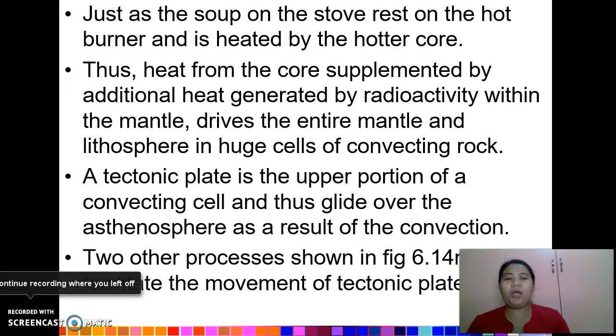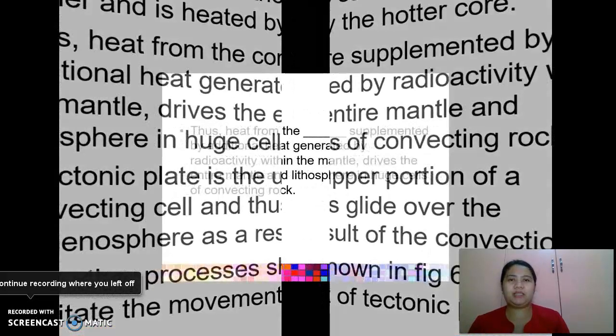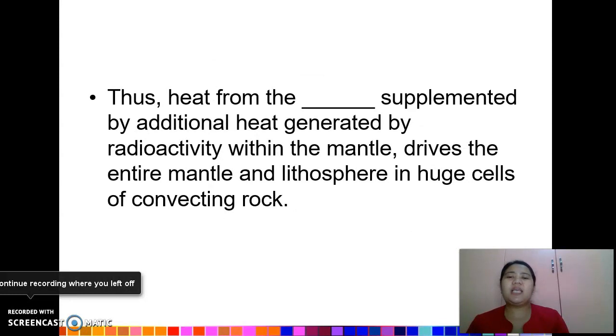Two other processes shown in figure 6.14 may facilitate the movement of tectonic plates. Thus, heat from the core supplemented by additional heat generated by radioactivity within the mantle drives the entire mantle and lithosphere in huge cells of convecting rock.